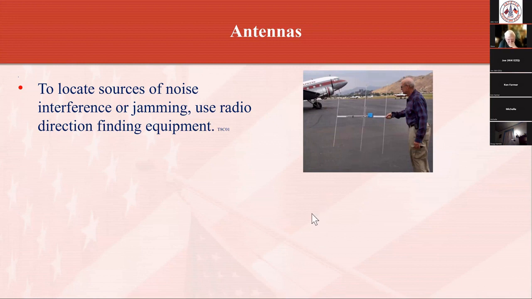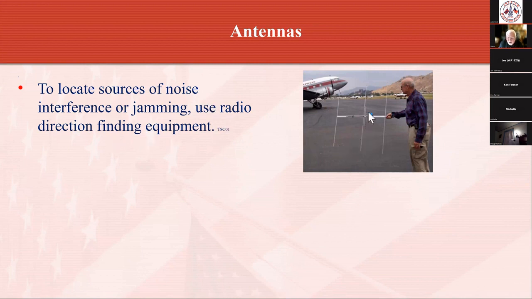Now, you can use a directional antenna to locate sources of interference or jamming using direction finding equipment. That's a receiver and a directional antenna, and you point the antenna different directions, and you listen in the receiver or you look at a meter, and it will peak when you've found a signal that you are looking for. So to locate sources of noise or jamming, you use radio direction finding equipment.